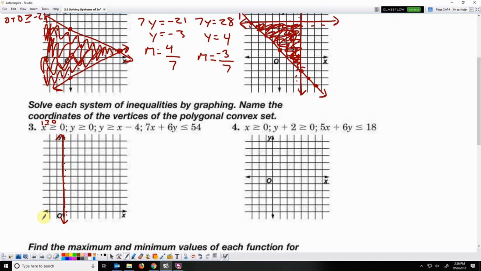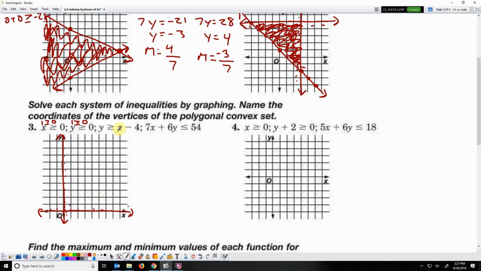Next, y is greater than or equal to 0. So that's right here on the x-axis. And I think I called this one the x-axis a minute ago. So x equals 0 is the y-axis. Y equals 0 is the x-axis. And since, again, we go through the origin, I'm going to test the point 1, 1. So I get 1 for y is greater than or equal to 0. That is true. So this one also wants to shade up. So thus far, I've shaded everything over here both times.